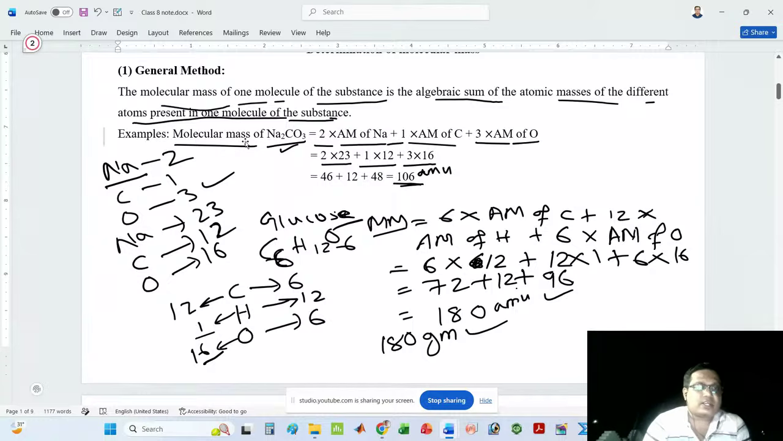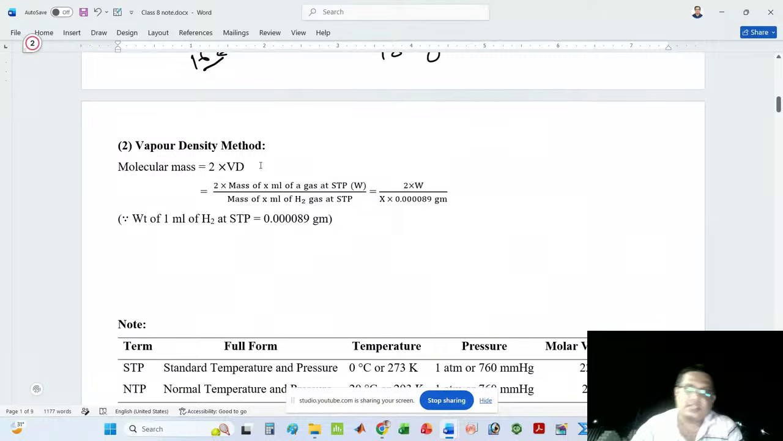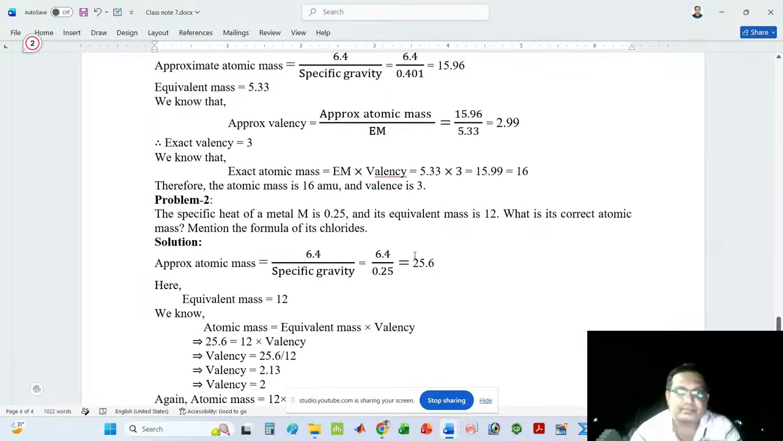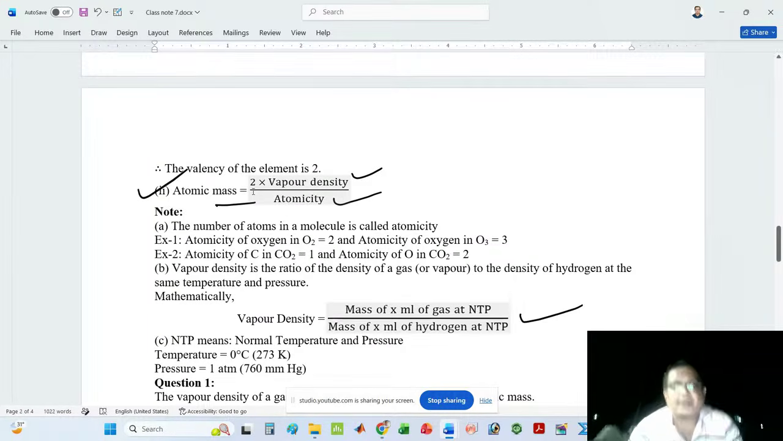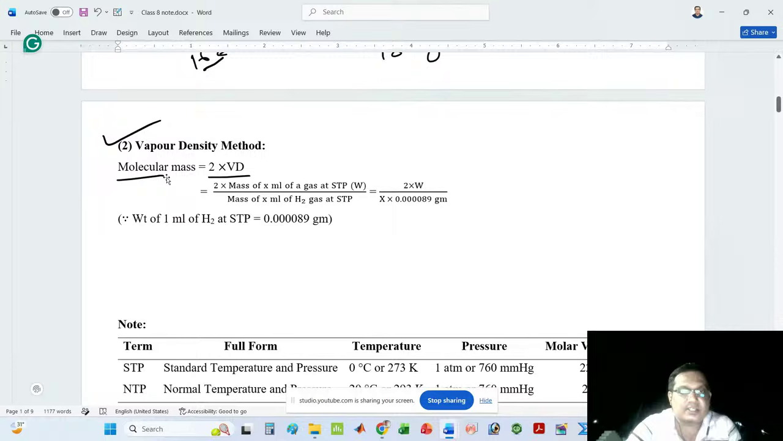Next, take another example, that is the vapor density method. Molecular mass is equal to 2 into vapor density. Remember, in atomic mass, we also discussed this vapor density method. You look at that here. The formula is: atomic mass is equal to 2 into vapor density divided by atomicity. But in molecular mass, you can say that molecular mass is equal to 2 into vapor density.